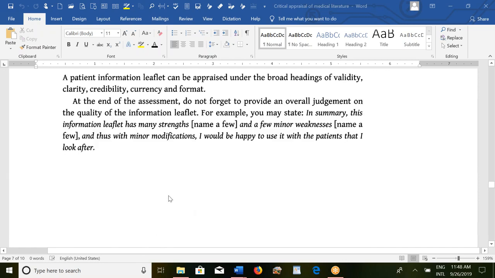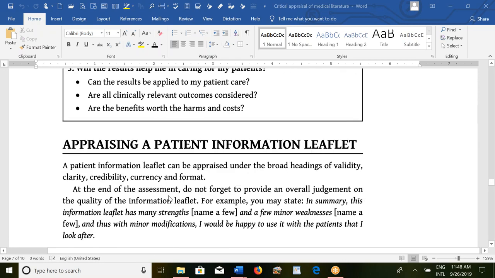Usually they will give you a study, but on one station, if they give you a study, then on the next one maybe they will give you some patient information leaflet. So a PIL can be appraised under the broad headings of validity, clarity, credibility, currency, and format. At the end of the assessment, do not forget to provide an overall judgment on the quality of the information leaflet.